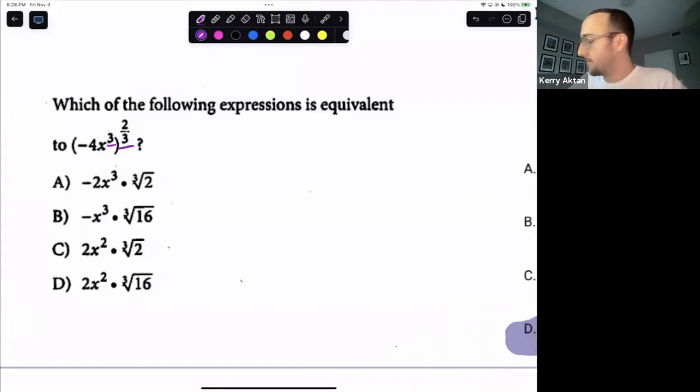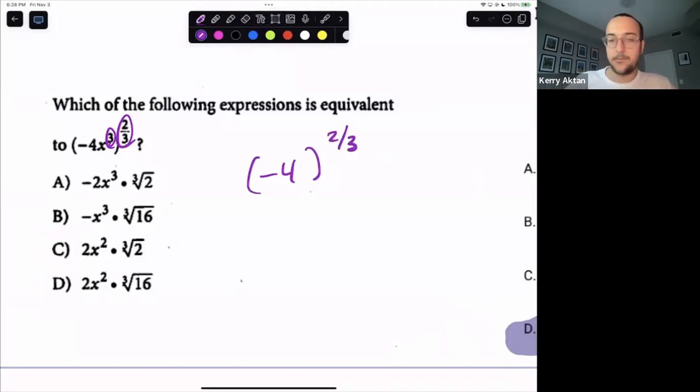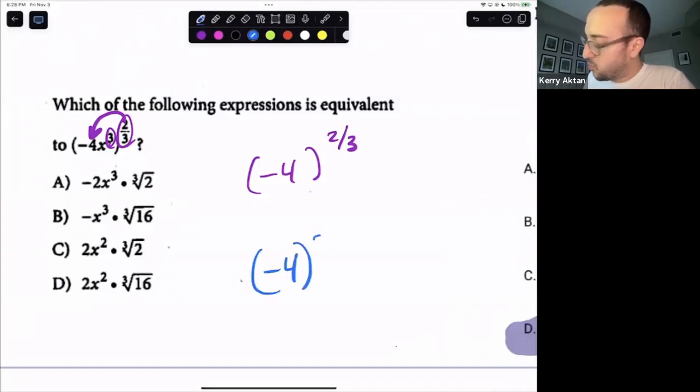D is not correct. Power of a power, you multiply. So what's 3 times 2/3? That'd be negative 4x to the second. You are correct in choosing between C and D. Now, the problem with that is, what's negative 4 to the 2/3? Remember that this 2/3 would hit this as well. Well, check this out. This is really negative 4 squared, or, I don't know how you want to see it, squared cube rooted.